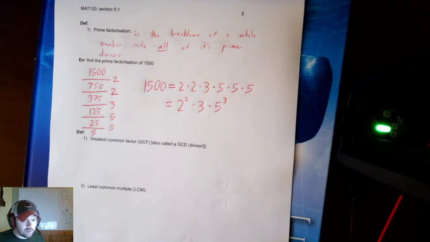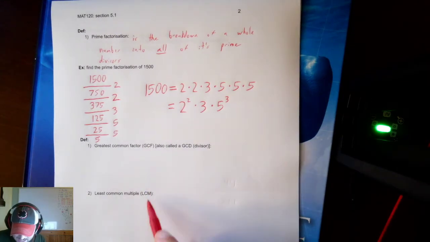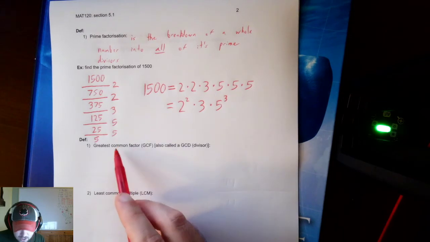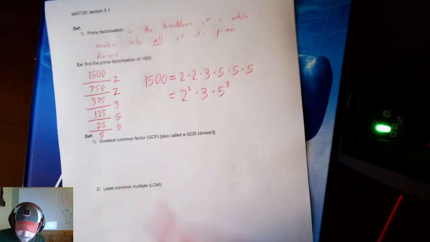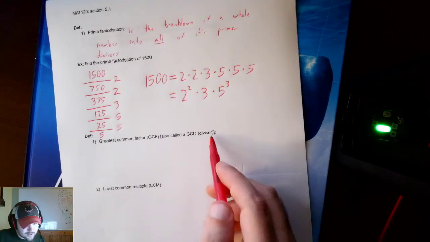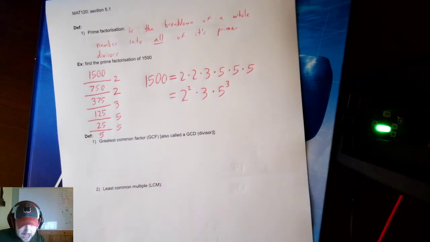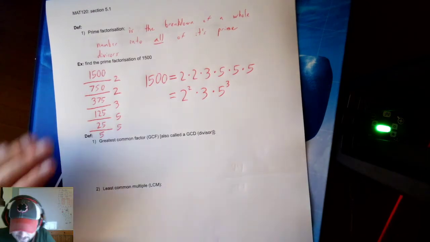Now, where will we be using this? How will we be using this? Well, we want to find GCFs and LCMs. GCFs are greatest common factors, sometimes called GCDs for divisors, and LCMs are least common multiples. So let's define these.